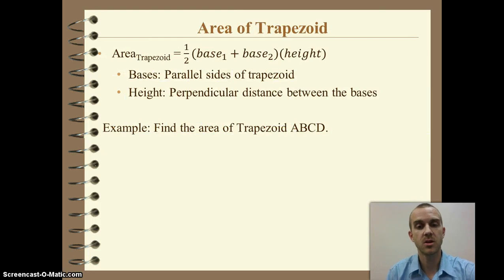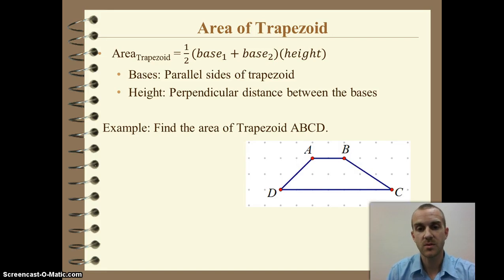The final shape that you should know in this case is going to be the area of a trapezoid. The area of a trapezoid takes 1/2 of the quantity of the two bases added together times the height. So the bases are going to be our parallel sides of the trapezoid. That's an important thing to recognize. And the height is the perpendicular distance between those two bases.